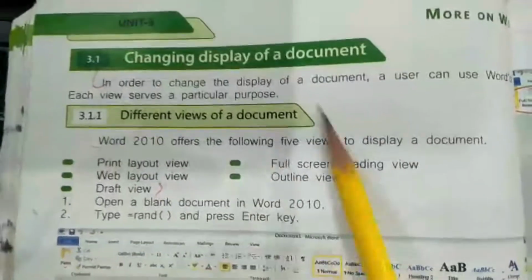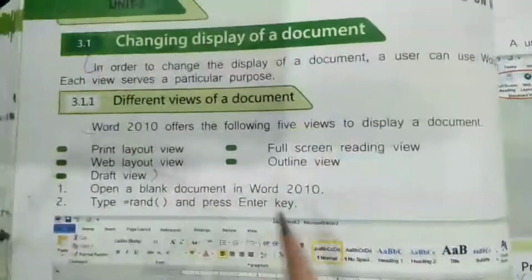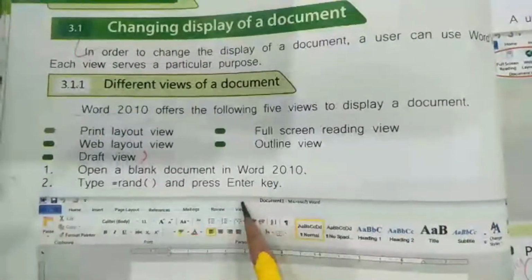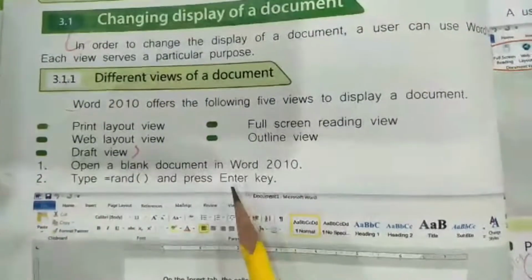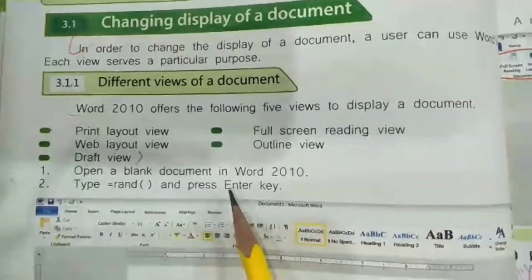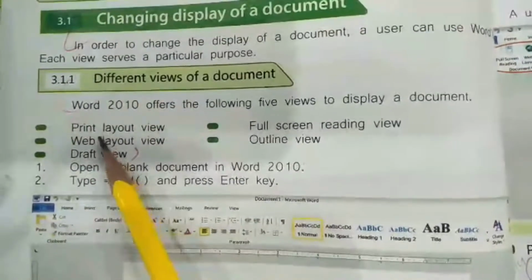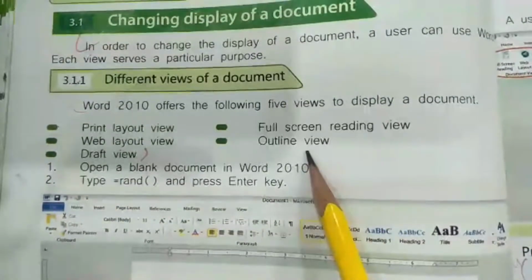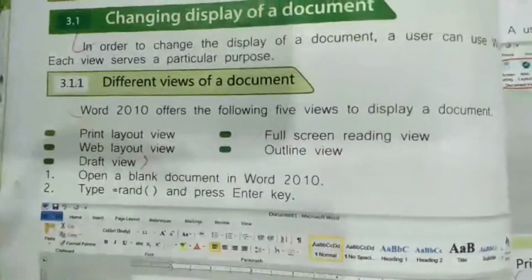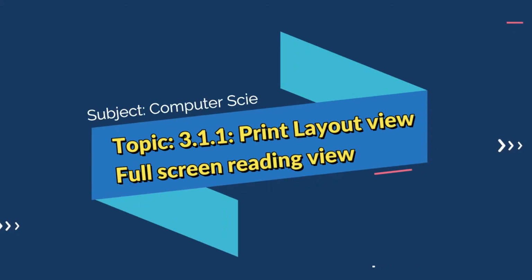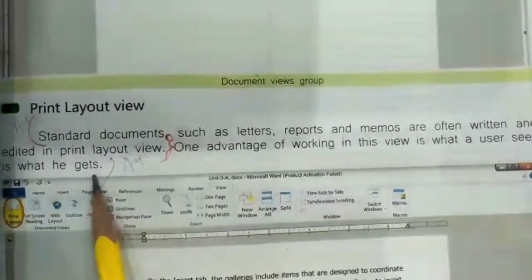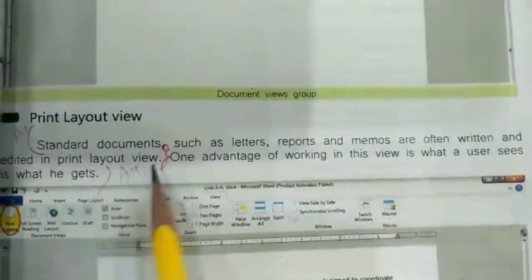Subject Computer Science, Unit number 3, More on Word. In the previous lecture class, we studied a short introduction of MS Word 2010, and we also learned about different views of a document: print layout view, web layout view, draft view, full screen reading view and outline view. Today we are going to learn about print layout view, and it's on page number 51.